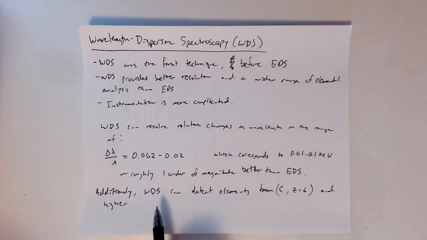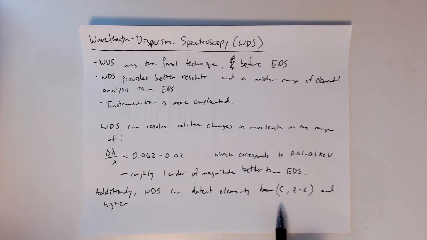So EDS is actually getting better and better about detecting these light elements, but historically it's had some challenges with the light elements such as carbon and definitely anything under that. Okay, so let me switch over to the slides and I'll walk you through the WDS instrument and talk about some of the various components.